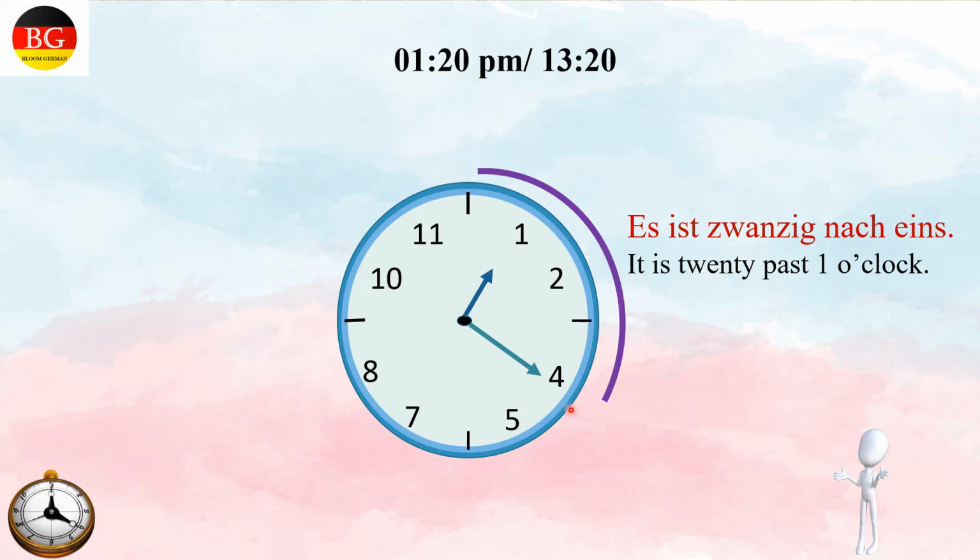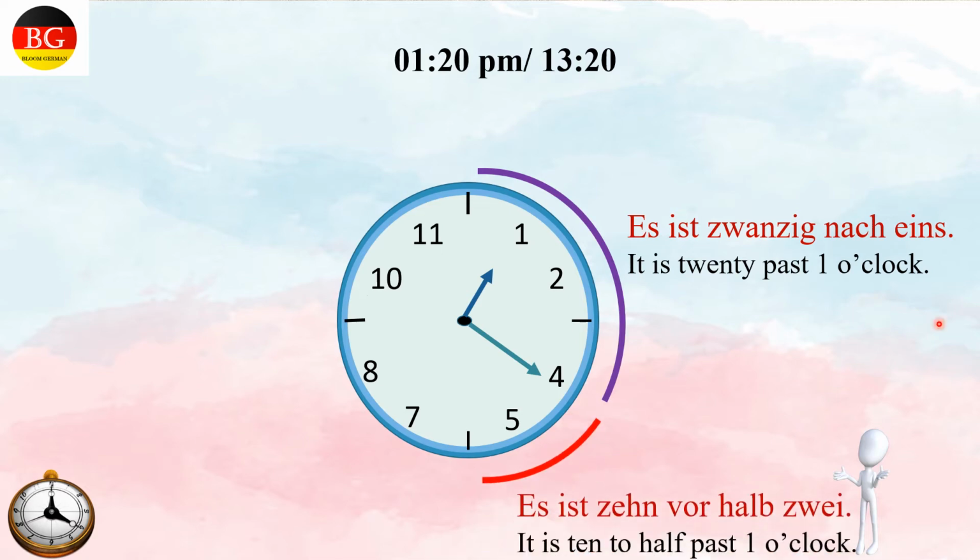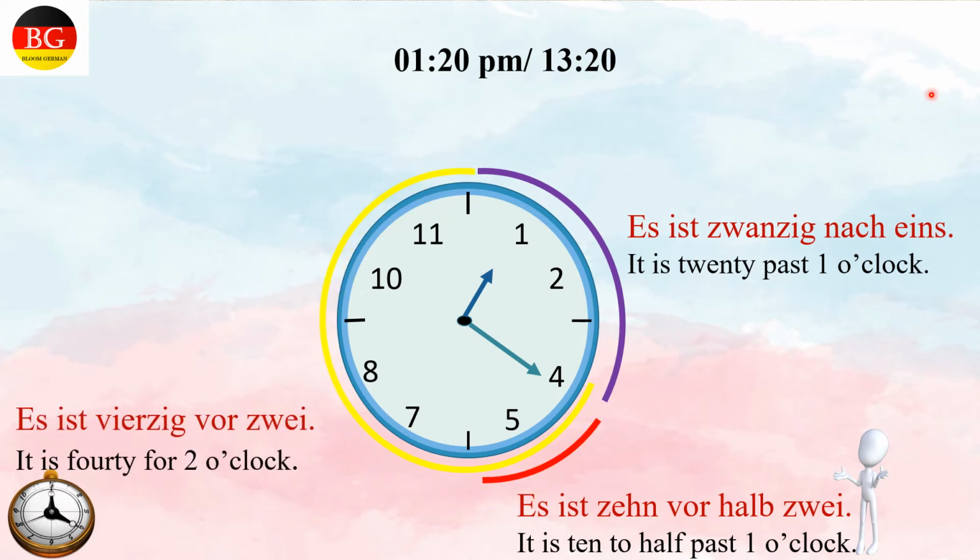Now another way of telling it is 10 minutes left for 1:30. So how can we say it? Es ist zehn vor halb 2. So here we are writing halb 2, not halb 1. We will discuss this in our coming slides. Another way of telling, the third way, is 40 minutes left for 2 o'clock. So what is the format? Es ist 40 vor 2.